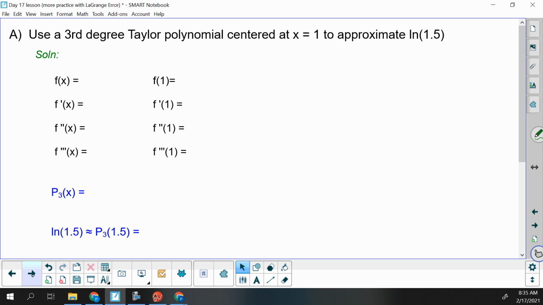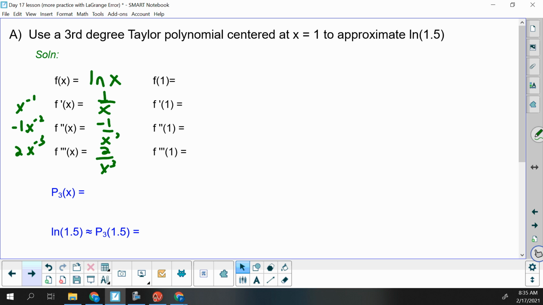So first one, we're going to use a third degree Taylor centered at 1 to approximate natural log of 1.5. So we're going to start with f of x as natural log of x. So the derivative is 1 over x. That's really x to the negative 1. So its derivative would be negative 1 x to the negative 2, or in other words, negative 1 over x squared. Its derivative would be 2x to the negative 3, or in other words, that's 2 over x cubed.